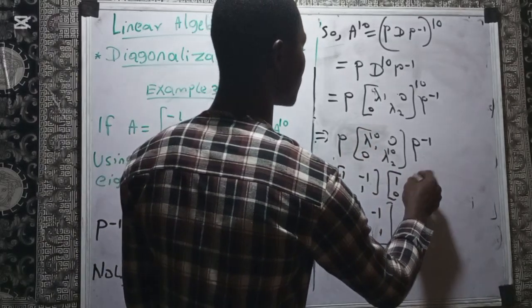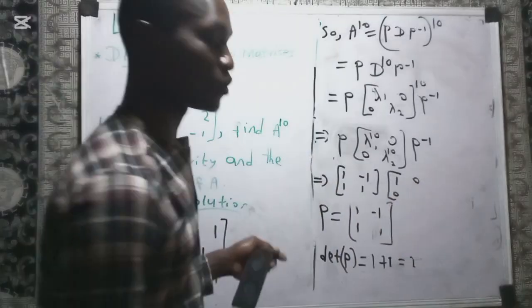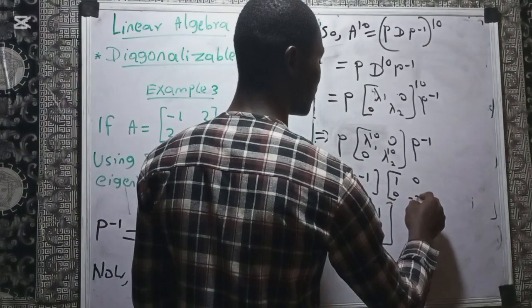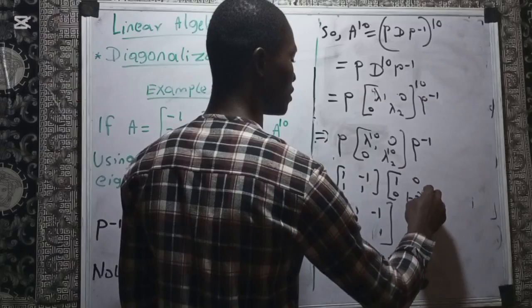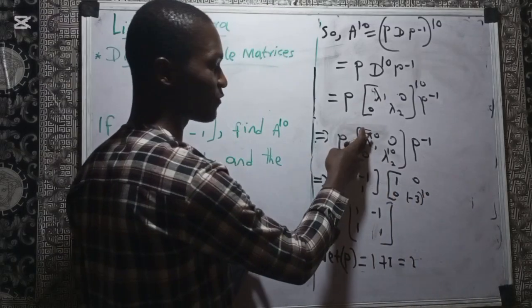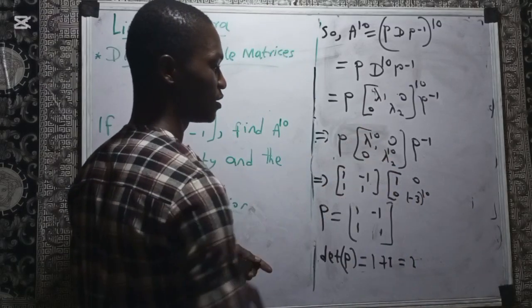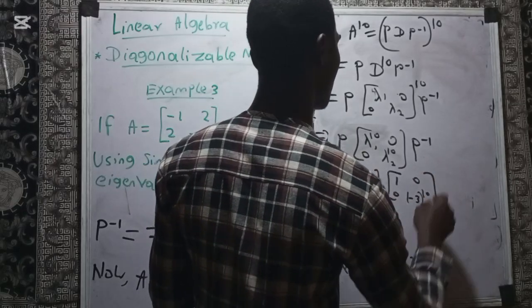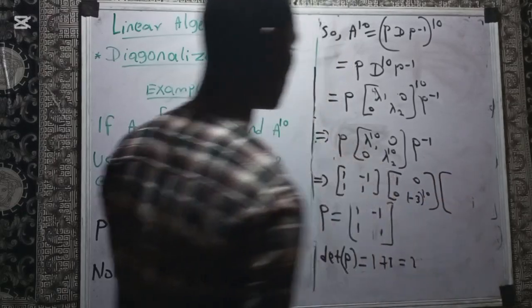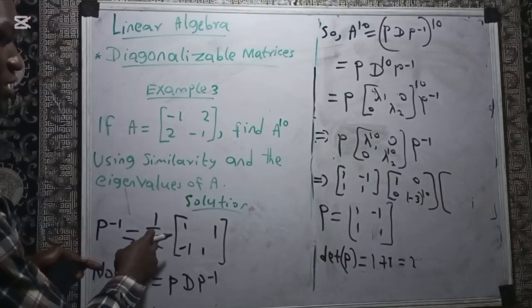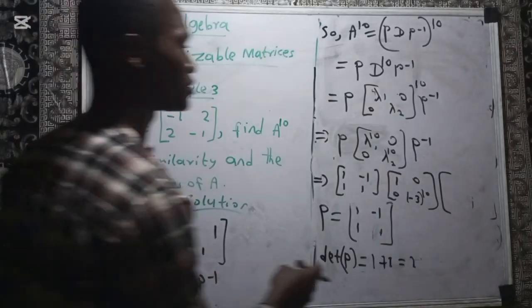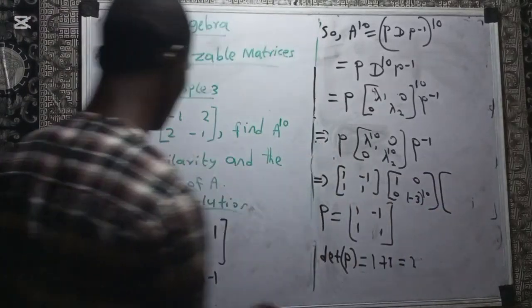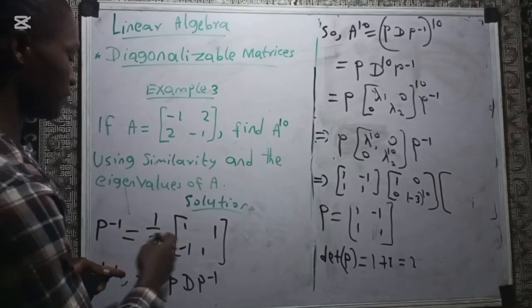So we have 0 here, we have 0 here. The other one we got was what? We got negative 3, right? Our lambda 2 raised to power 10, because we have lambda 1 raised to power 10, lambda 2 raised to power 10, right? So this is what we have. Then P inverse, this is what we got as our P inverse. So we have this constant here.